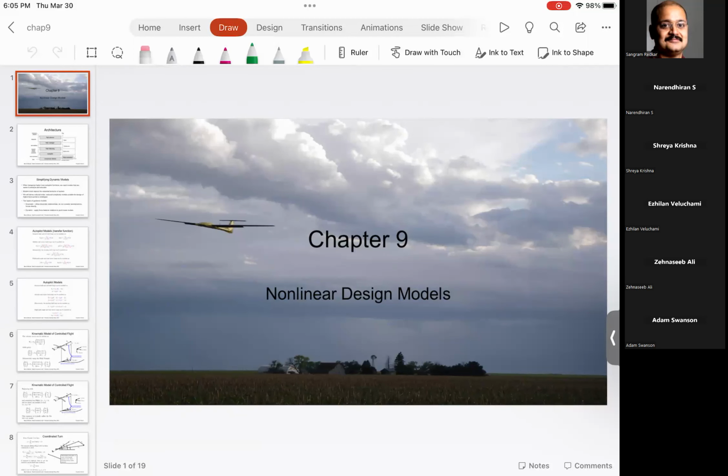In chapter 9, we are going to talk about the nonlinear design models.